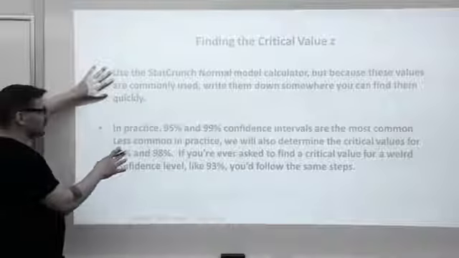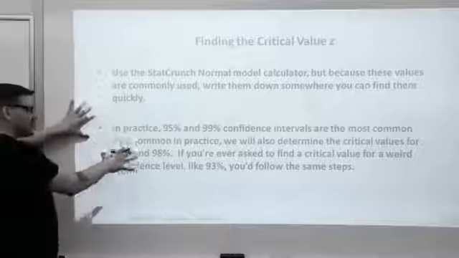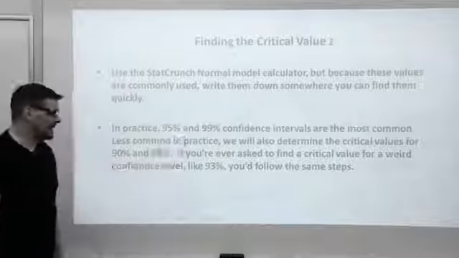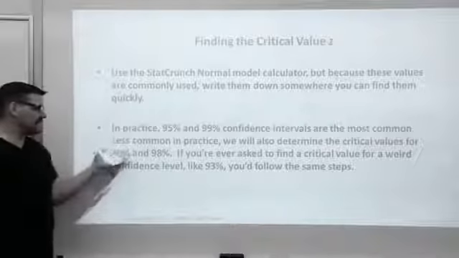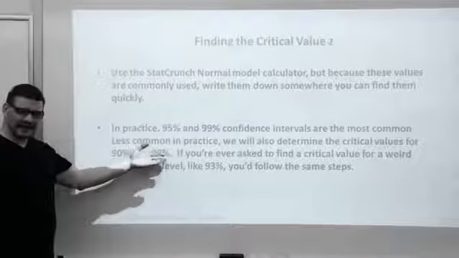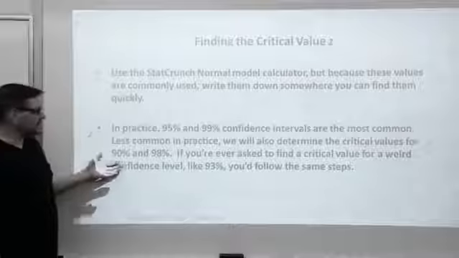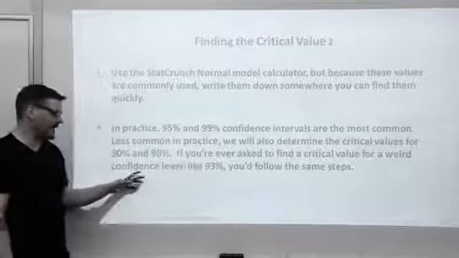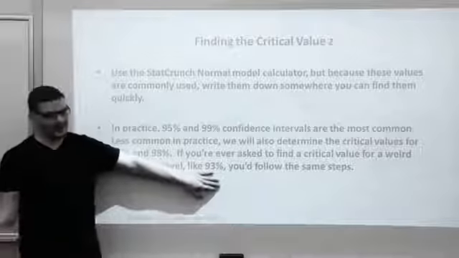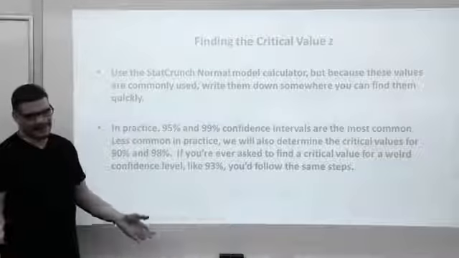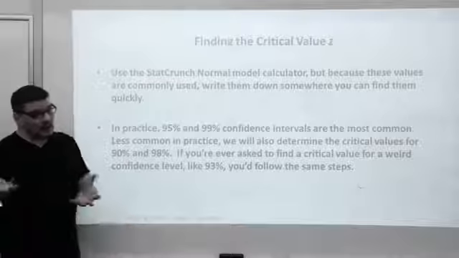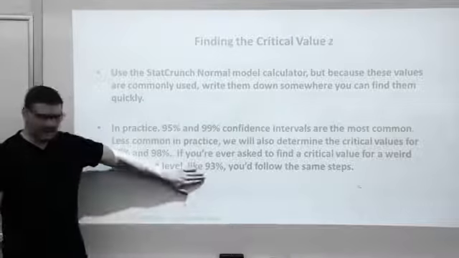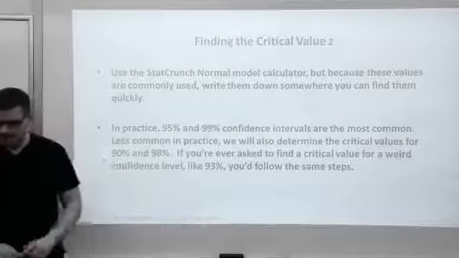So we use the StatCrunch normal model calculator. In practice, I think these are the two most common, 95 and 99%. Less common, but still used, 90 and 98 percenters. And the steps that we do, if you're ever asked, once in a while we'll ask you for a crazy one, like make a 93% confidence interval. It doesn't happen all that often. But you'll know how to get that z value, finding the critical value z for the confidence interval formula.